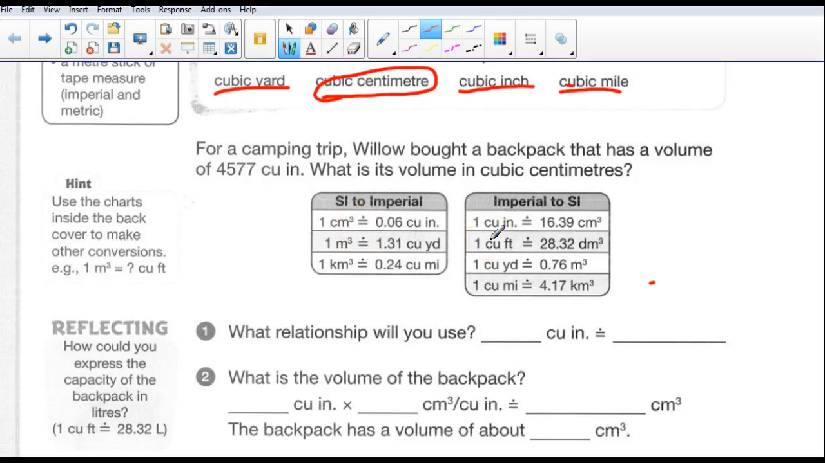So what relationship will we use? Well, we've got cubic inches, 4,577 cubic inches. We want to go to cubic centimeters, so we start out in cubic inches. 1 cubic inch is equal to 16.39 cubic centimeters, so we're going to use that conversion ratio. 1 cubic inch is the same as 16.39 cubic centimeters. Okay.